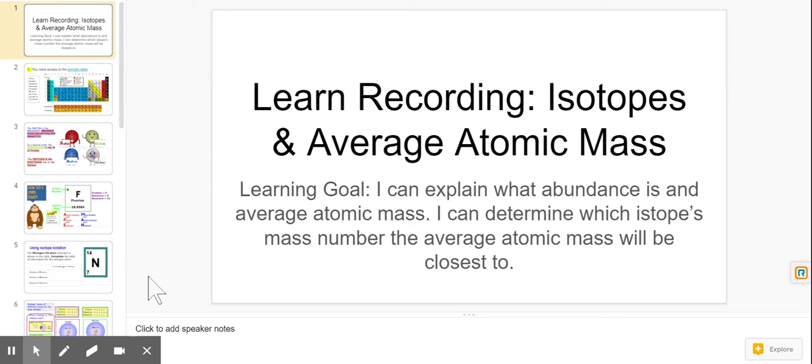This is a Learn recording for isotopic abundance, isotopes, and how common they are, and average atomic mass. The learning goal for this recording is: I can explain what abundance is, and I can explain average atomic mass. I can determine which isotope's mass number the average atomic mass will be closest to.